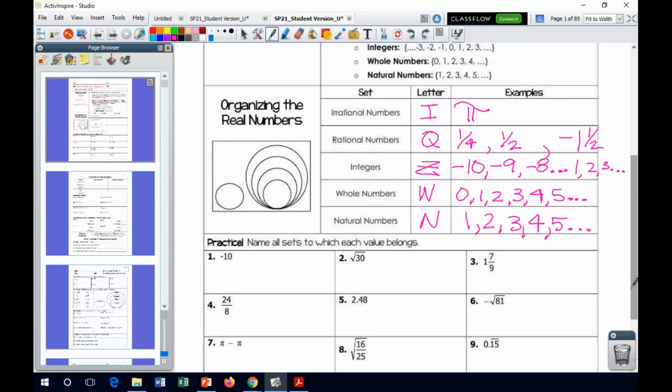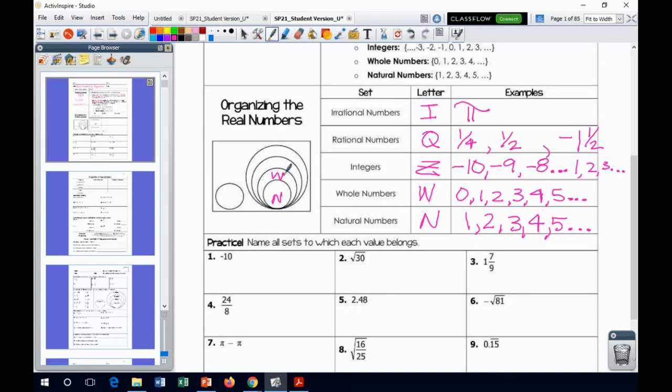What is the most basic in our number story? Natural. So natural goes in this circle. And then we step our way up. So we started with natural, our natural numbers, the counting numbers. Then we included 0, so that is our next circle. We'll just keep including more and more, right?